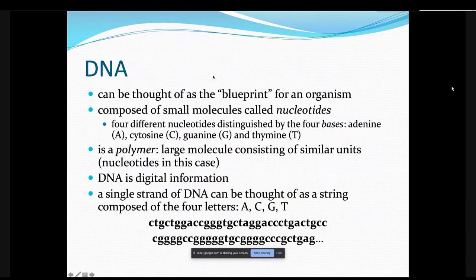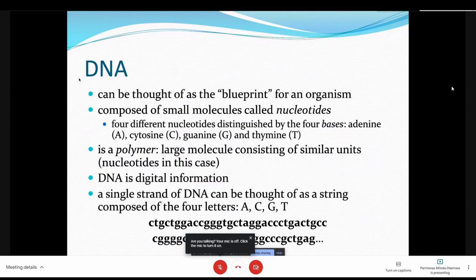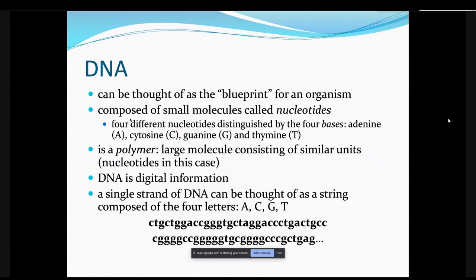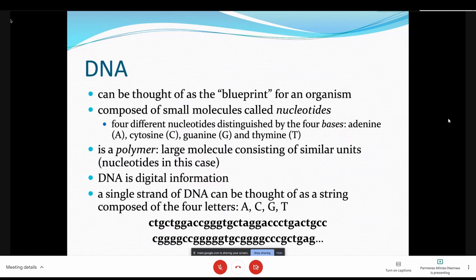So DNA can be thought of as a blueprint for an organism. It's composed of small molecules called nucleotides. And there are 4 different nucleotides distinguished by the 4 bases: adenine, usually abbreviated as A, cytosine as C, guanine as G, and thymine as T. Hence, DNA is a polymer, a large molecule consisting of similar units, nucleotides in this case. DNA is digital information. So a single strand of DNA can be thought of as a string composed of 4 letters, A, C, G, T, repeated depending on which molecule is going to be formed.